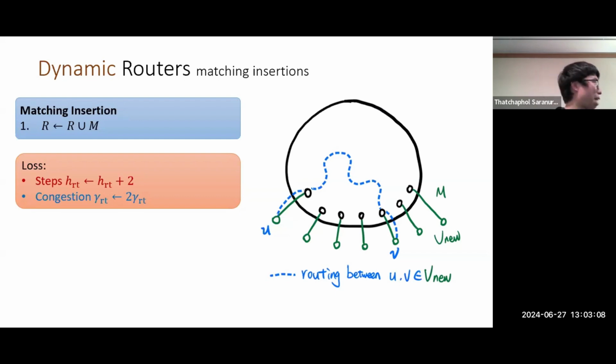So basically, the steps will increase by 2 additively because we now route along 2 more matching edges. And the congestion blows up by a factor of 2, because now each black vertex will take care of 2 units of demand. One is from its original demand, and the other one is possibly from the green vertex matched with it.